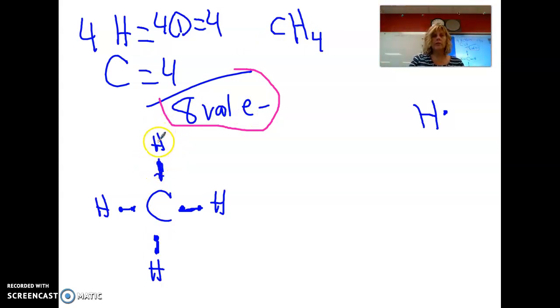Hydrogen needs 2. Since these are shared, I can count this as 2 around the hydrogen. This is 2 around this hydrogen, 2, right? Since they're shared, we can count them around the hydrogen and around the carbon, 2 around this hydrogen and 2 around this hydrogen. Around the carbon, we need a stable octet. We have that, 2, 4, 6, 8. I've accounted for all 8 of my valence electrons. I am done with this molecule. This is perfect.